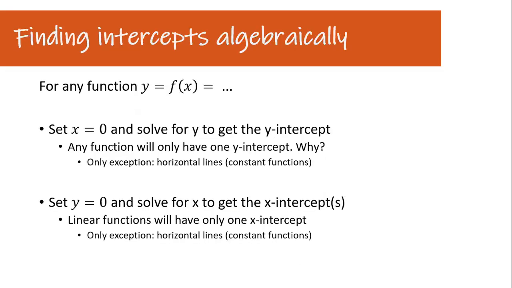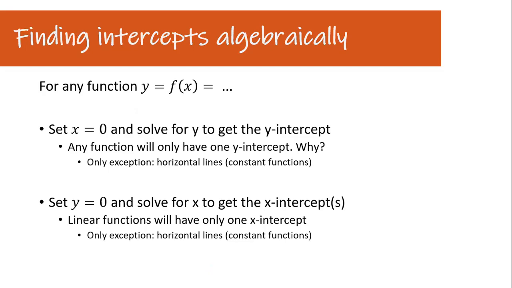Now, we can find our intercepts in a few different ways. We can find intercepts algebraically for any function, if it's in y equals or f of x equals or g of t equals or however it's written. To find the y-intercept, we need to set x equal to 0, because remember, x equals 0 when it's on that vertical axis. Any function is only going to have one single y-intercept.